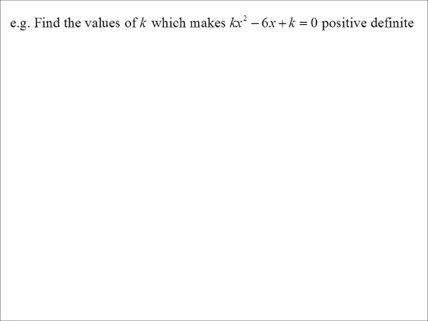So what value of k would make this positive definite? Two conditions. So the first thing we have to check, a is greater than 0. So for this one, k would have to be a positive number. The other condition, discriminant is less than 0. So b squared minus 4ac. That gives us k squared is greater than 9, which of course gives us solutions k is greater than 3 and k is less than negative 3.